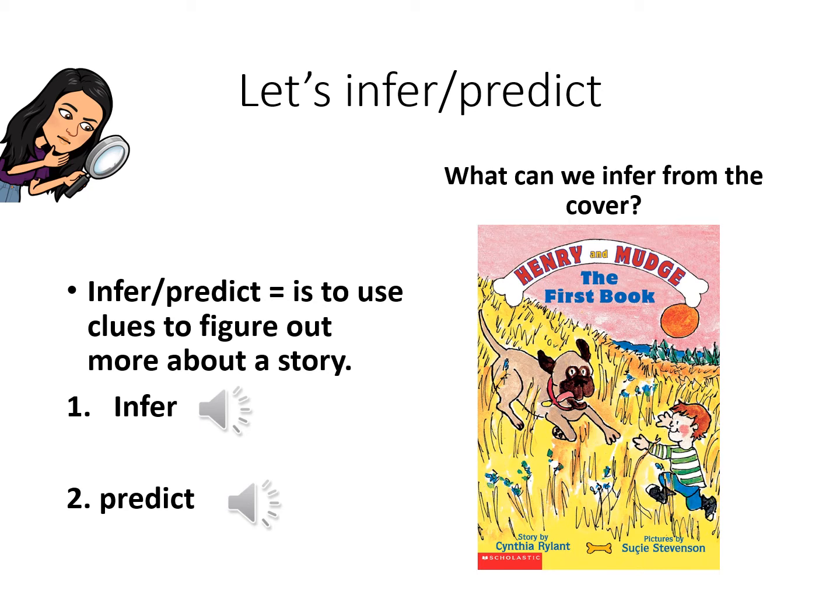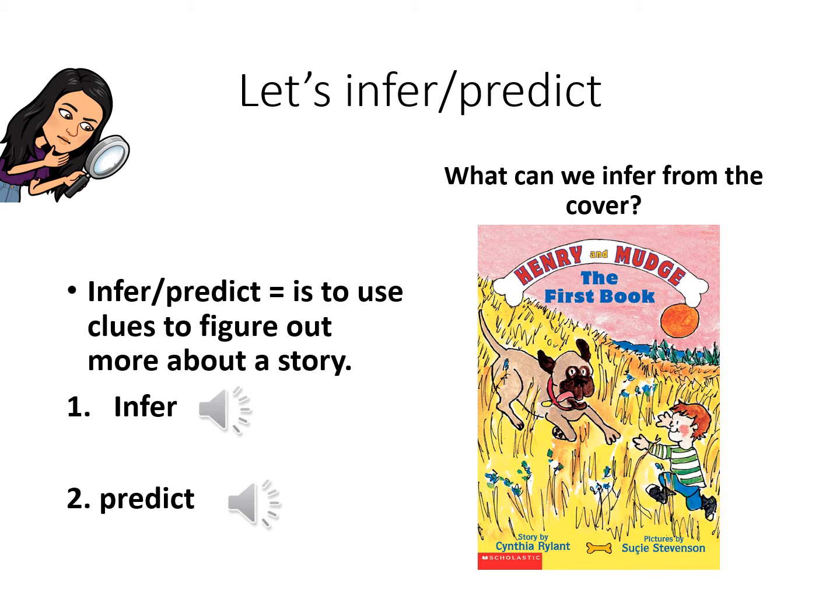Let's look at the cover for Henry and Mudge. What can we infer from the cover? Look at it. Observe it. Remember, when you observe, you're looking at something very carefully. You're looking at the details. What can we infer from the cover?